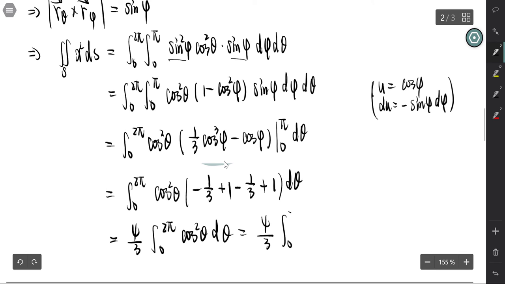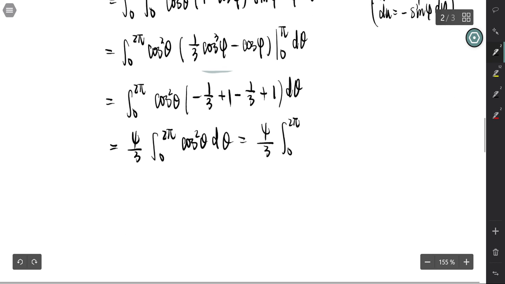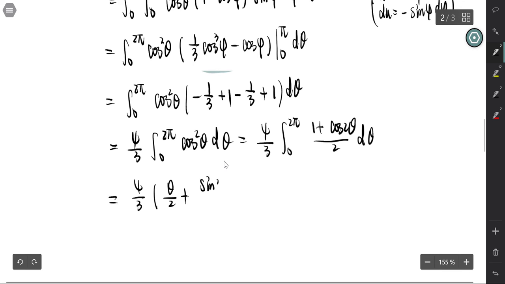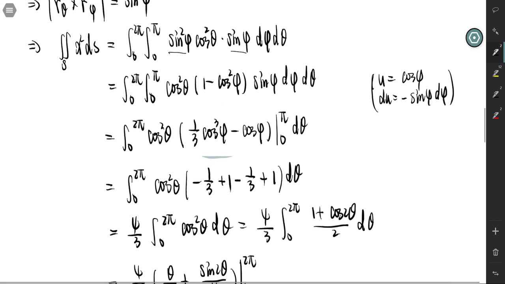For cosine squared theta, we use the double angle identity: that is 1 plus cosine 2 theta over 2, d theta. That is 4/3 times theta over 2 plus sine 2 theta over 4, from 0 to 2 pi. For the sine 2 theta, we insert the upper limit and the lower limit, and this part will be 0. That is 4/3 times pi, that's 4 pi over 3. That's the final answer for this surface integral.